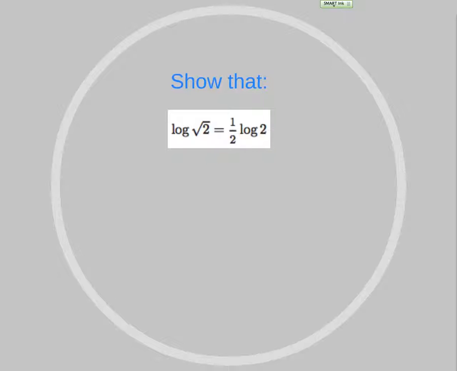Also, different strategies you might use: if you're trying to start at the beginning and work towards the end and that's not working for you, you can always work backwards. You could take this side and go from here to here if you need to. It doesn't matter which way you work as long as you show all the steps in between. So if I take a look at this, I notice that I have a square root, but I know I can do something with powers, so I'm going to write that square root as a power.